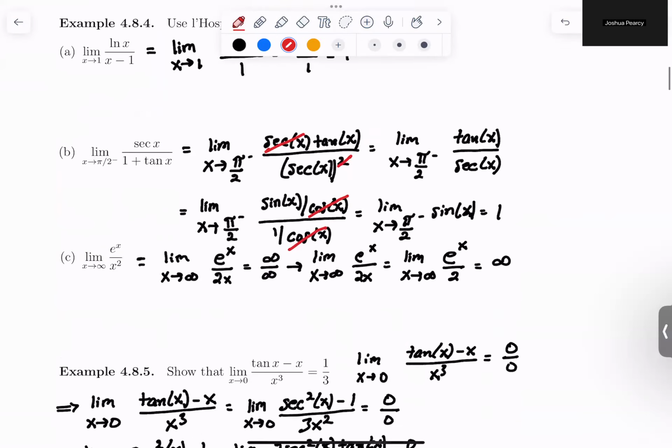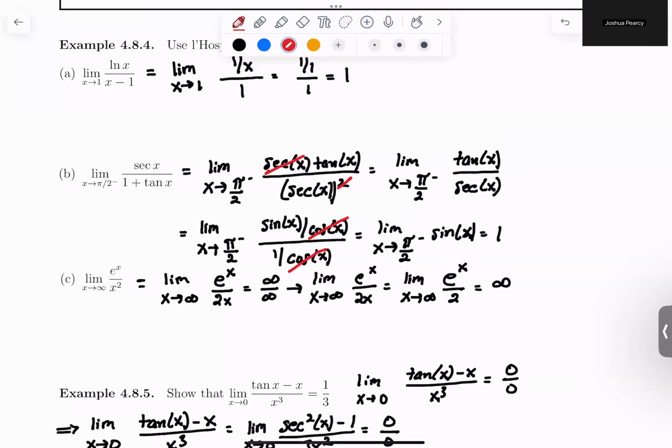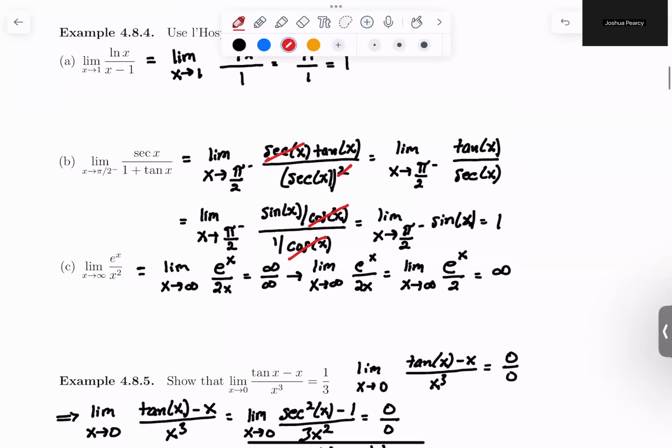And then part C, we again know that this is of type infinity over infinity. So we can take the derivative of the numerator and denominator. The derivative of the numerator is e to the x. The derivative of the denominator is 2x. Let x go to infinity. Then up in the top, we have infinity, and also in the bottom, we have infinity. So we have, again, type infinity over infinity here.